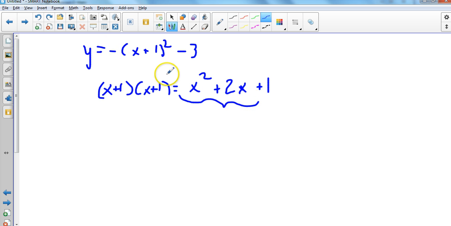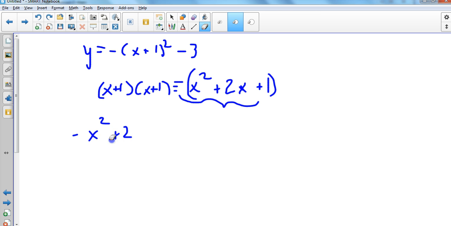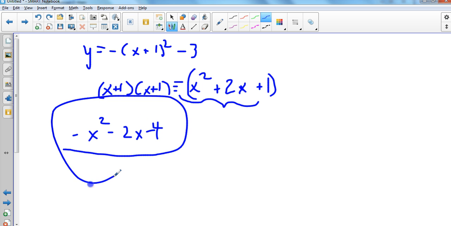We have a negative out in front, which now says take what we just got and take the opposite of everything inside of here. So now we have a negative x squared, minus a 2x, and then minus 1. And then we're going to also subtract 3. So if you subtract 3 from negative 1, now we have negative 4. And there is our quadratic in standard form from vertex form.